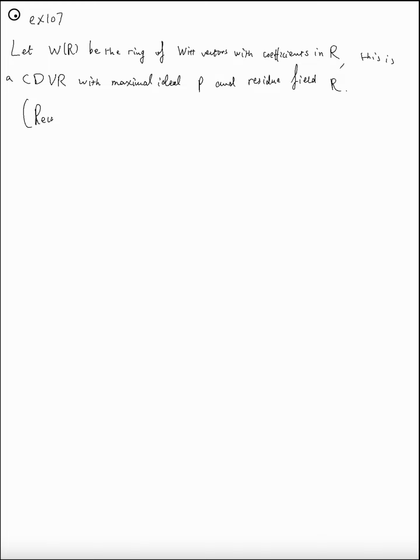Recall that R itself is not a discrete valuation ring. It is a valuation ring but not discrete. Basically the valuation has its target surjective, or the image of the valuation is the rational numbers, and you need the symbol plus infinity. And so we have this isomorphic quotient by P.